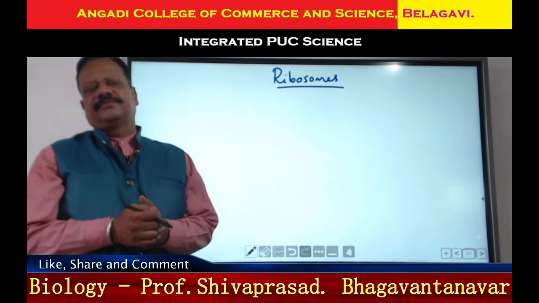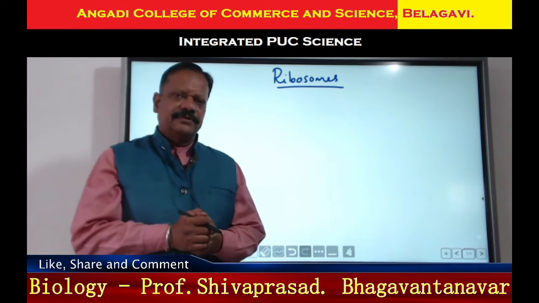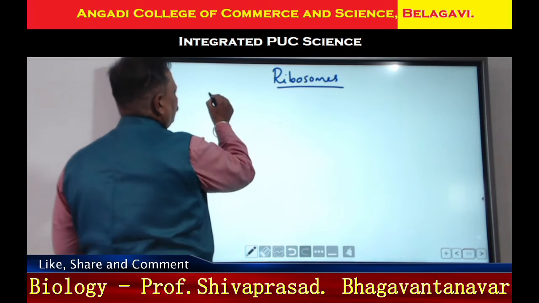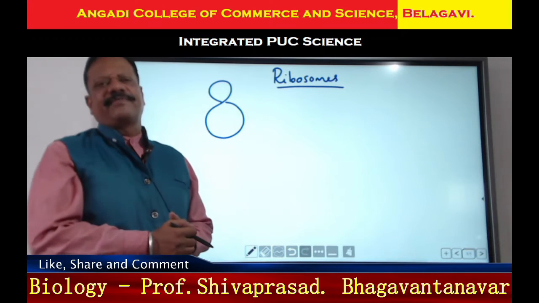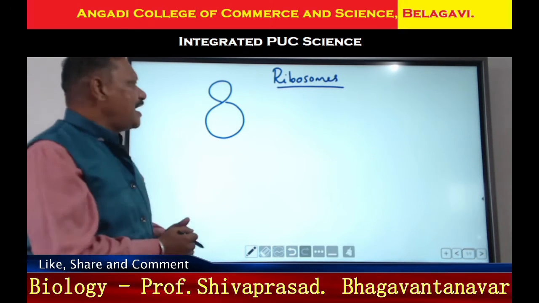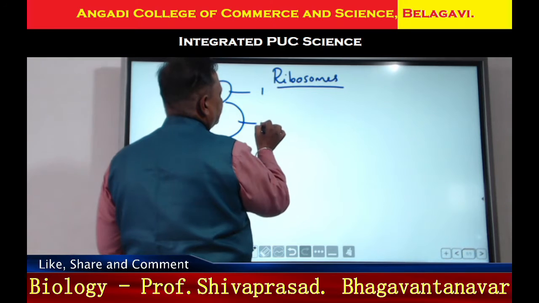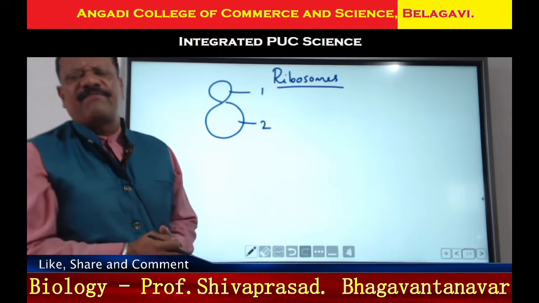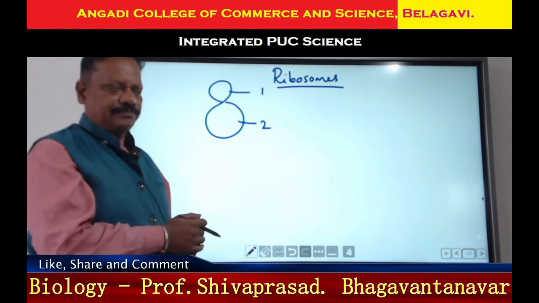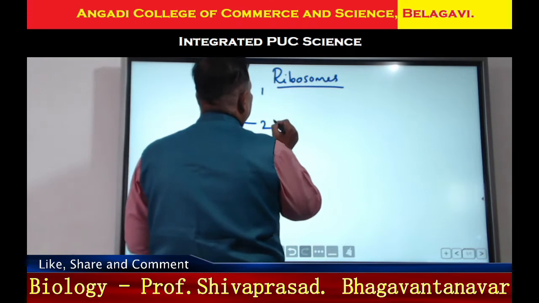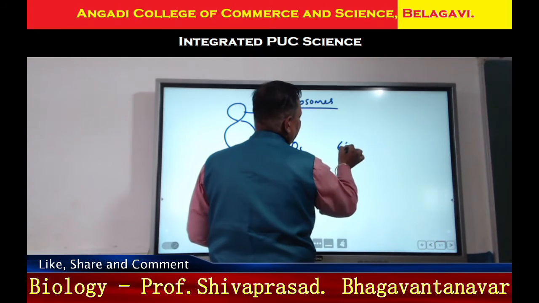Here, ribosomes appear like the number 8. Let me draw and show you. In this way, you observe the ribosomes. The ribosomes have 2 units. This is the first unit, and this one is the second. The upper unit, the first unit, is the smaller one, and the lower unit is the larger one, and we are calling them 40S and 60S.